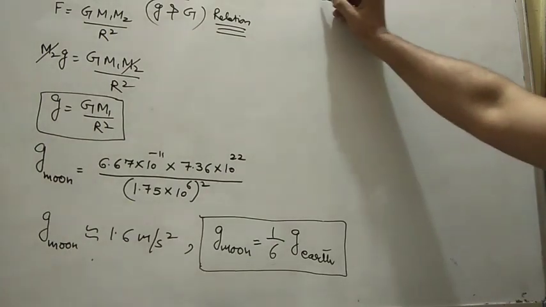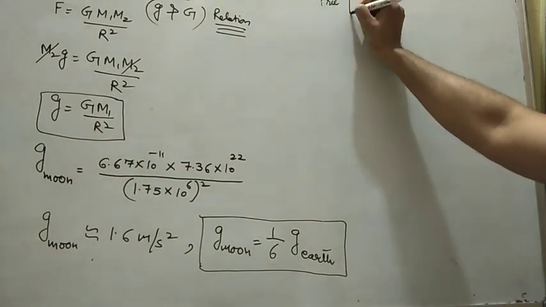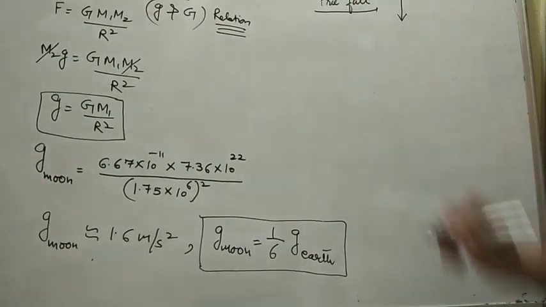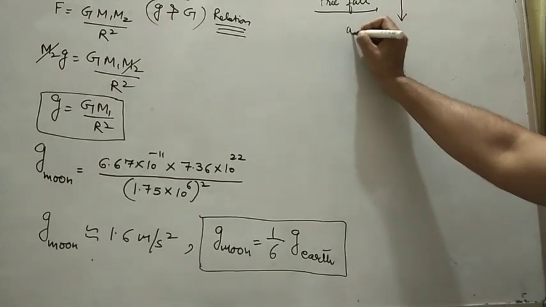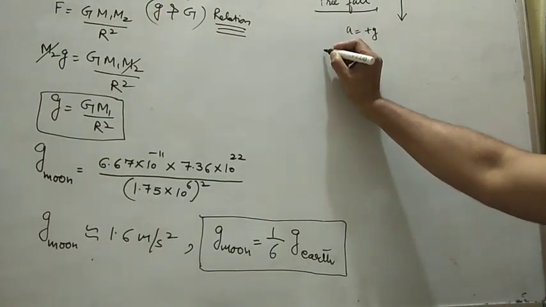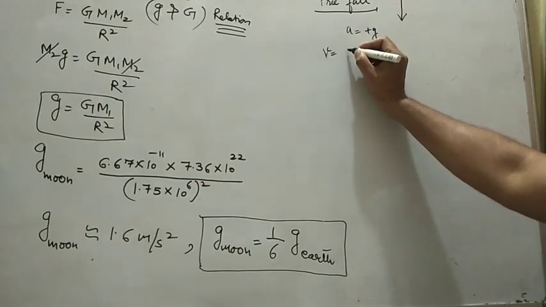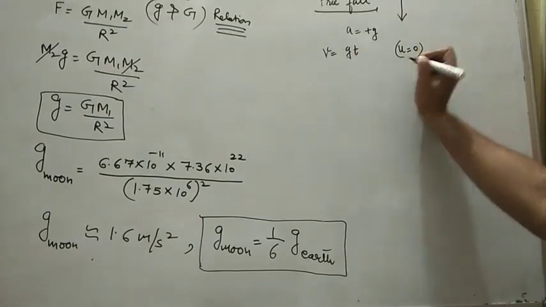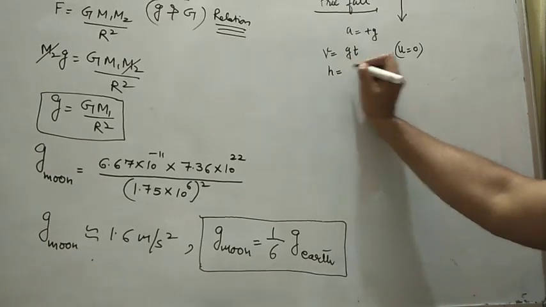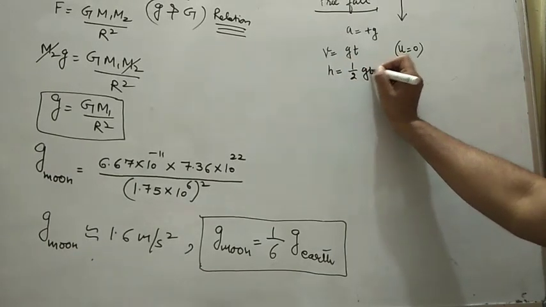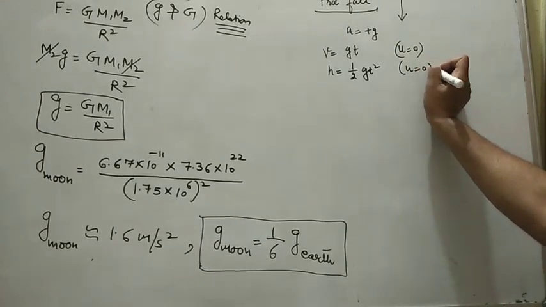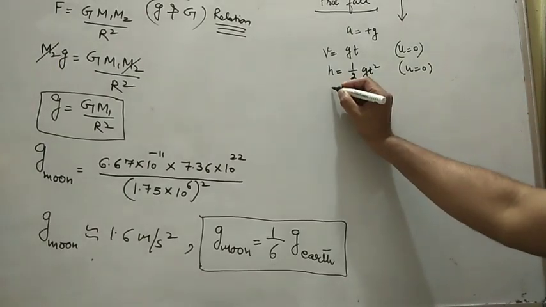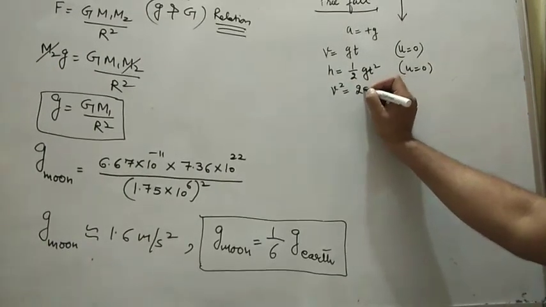Then there are a few equations for free fall. When the motion is downward, acceleration will be replaced with plus g. So the equations will be v is equal to gt, because u will be 0. Then second is h is equal to half gt square, again because u is 0, because initially the body is allowed to fall under the effect of gravity. And v square is equal to 2gh.